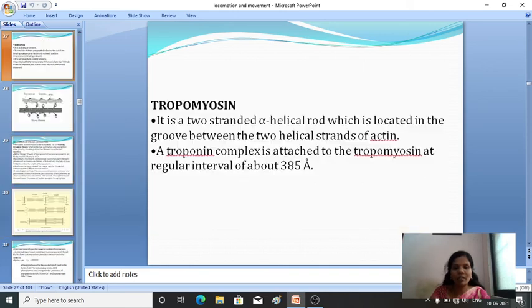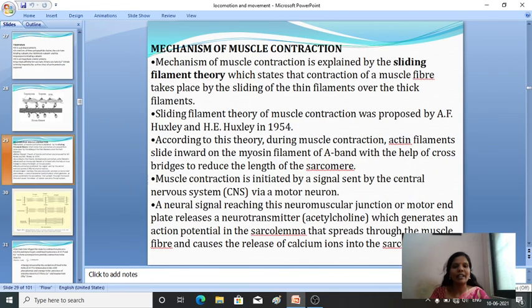The structure of actin and myosin is very important to understand the mechanism of the sliding filament theory. The sliding filament theory is also known as the mechanism of muscle contraction. In this theory, the thick filaments slide over the thin filaments. This explains how muscles contract. The mechanism of muscle contraction is explained by the sliding filament theory, which states that contraction of muscle fibers takes place by sliding of thin filaments over the thick filaments.